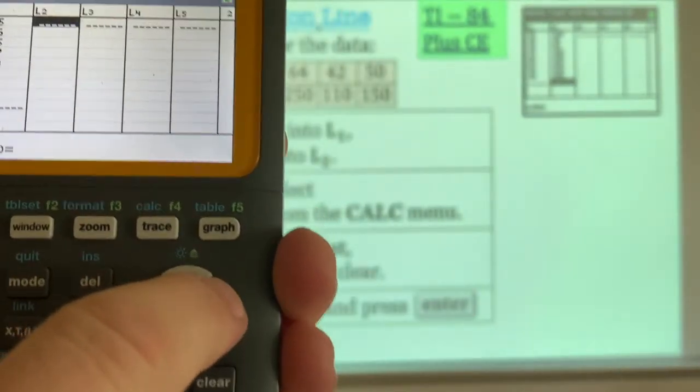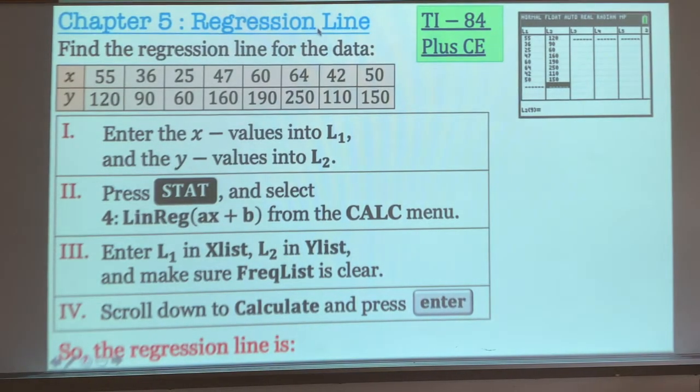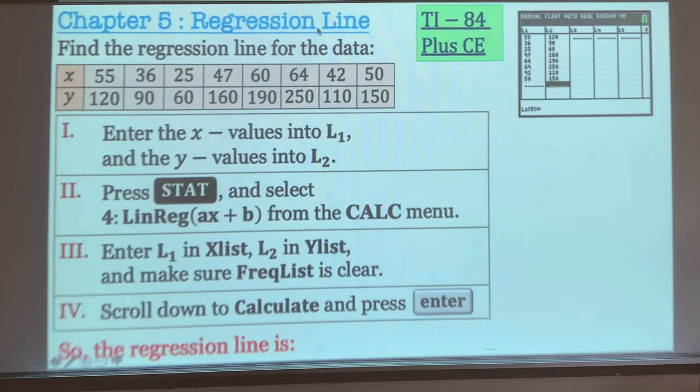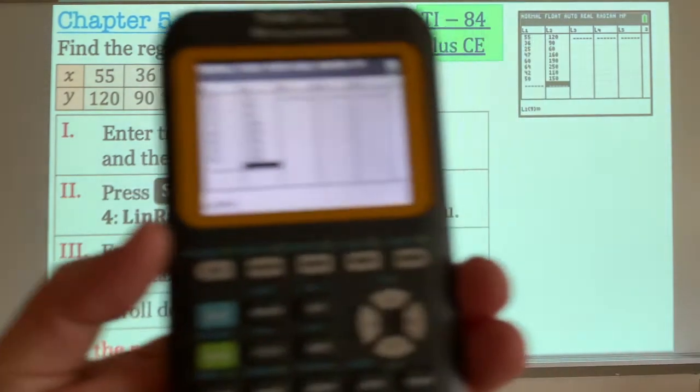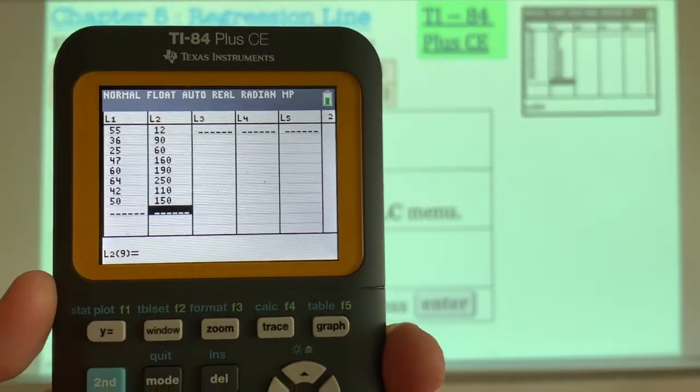After I type in my L1s, I press the right button again, and it goes to the L2 column. And then I'm going to enter in my L2s. All right, 120, 90, 60, 160, 190, 250, 110, and 150. See, I'm doing this right with you, real time. So now this is what we have in our graph.